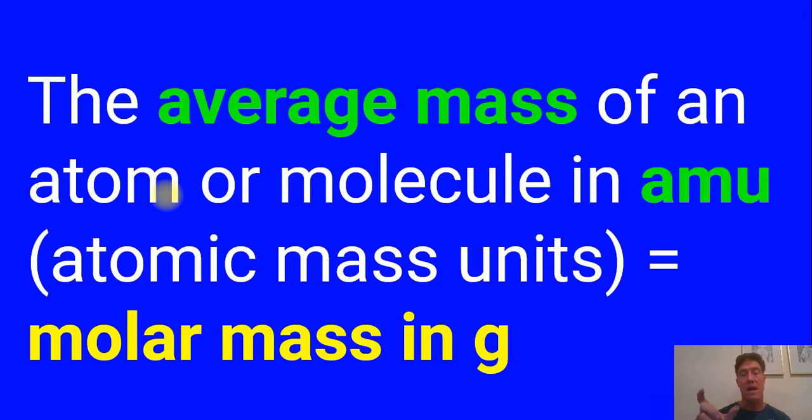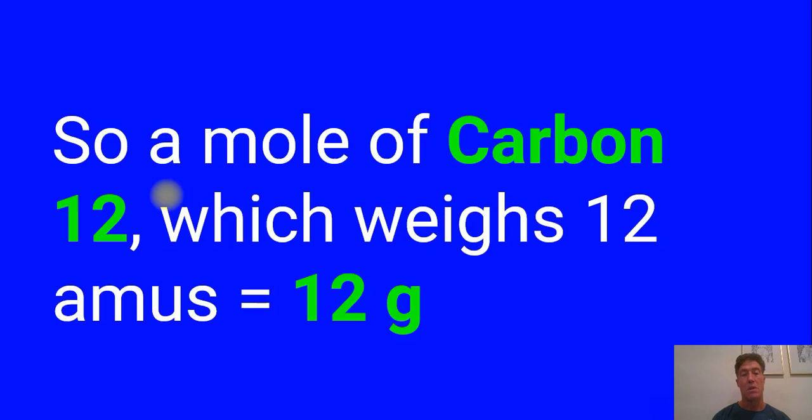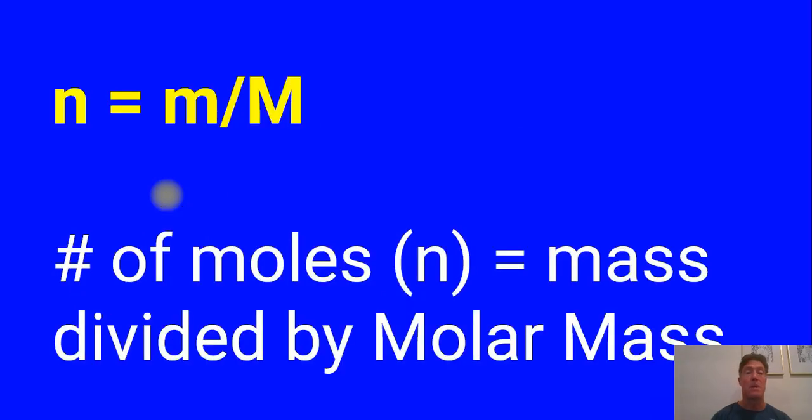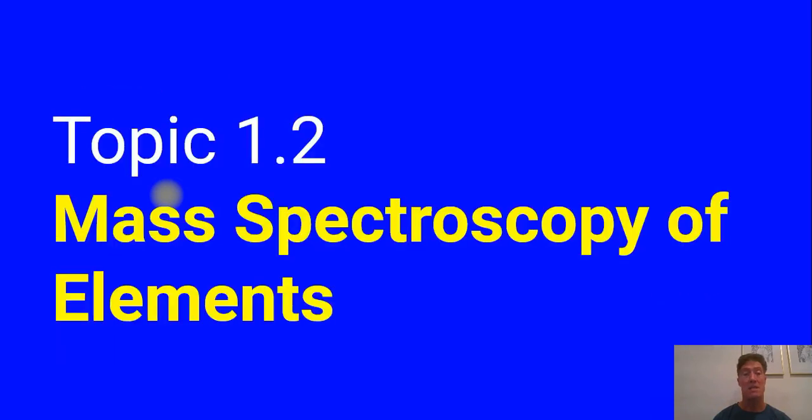So an Avogadro's number of any element, say carbon 12, gives us 12 grams of carbon. We go from the 12 atomic mass units of carbon 12. If we have an Avogadro's number, 602 hextillion of them, then all of a sudden we will have 12 grams of carbon. So this is a useful conversion. The number of moles, n, equals the mass divided by the molar mass.